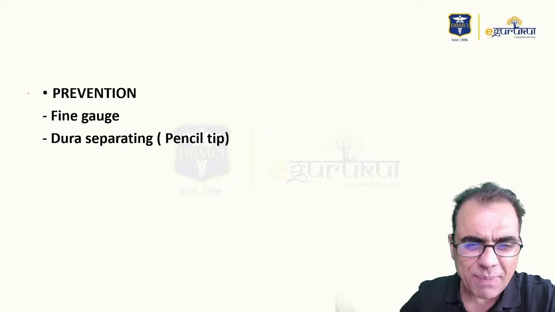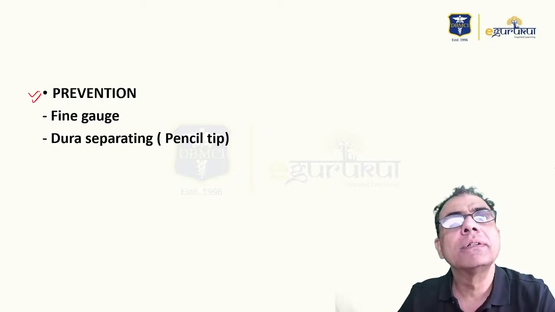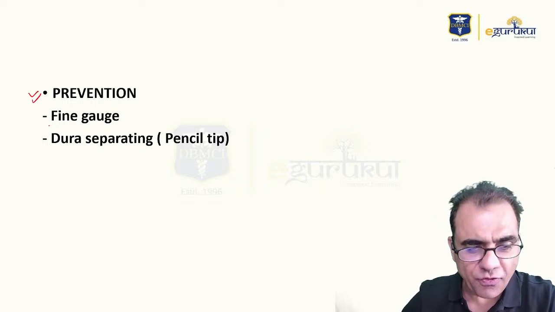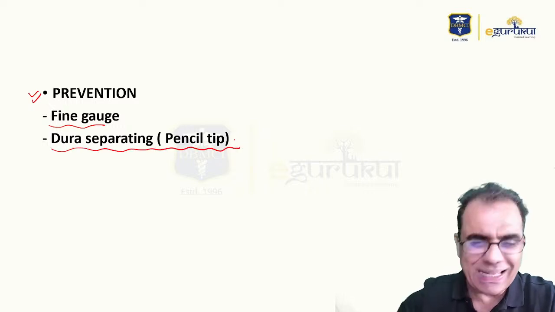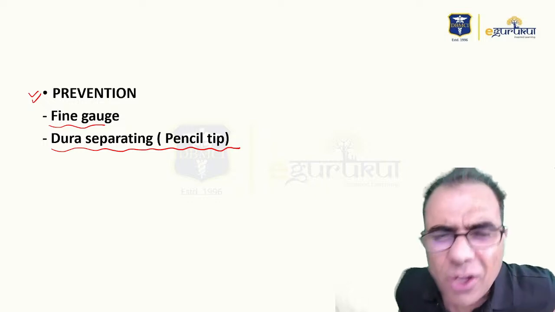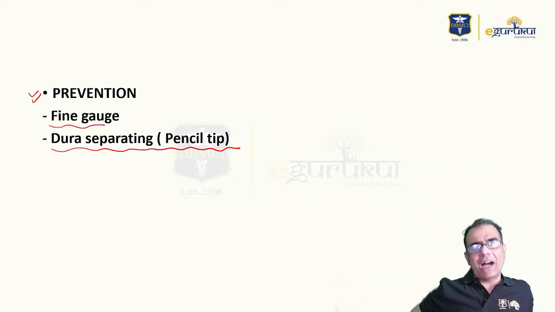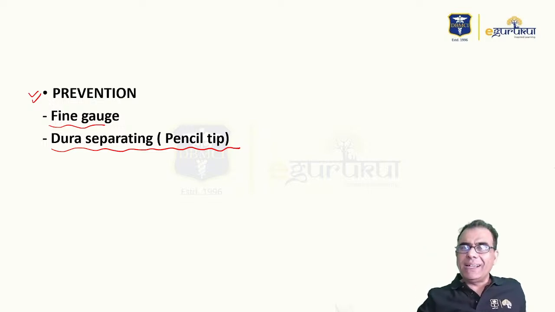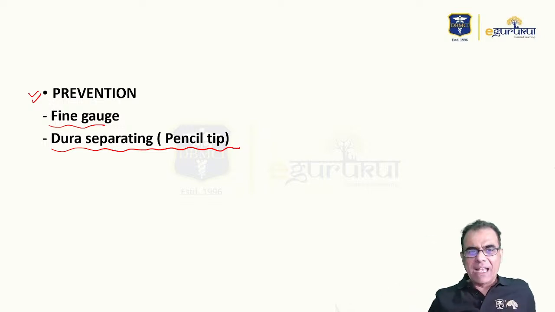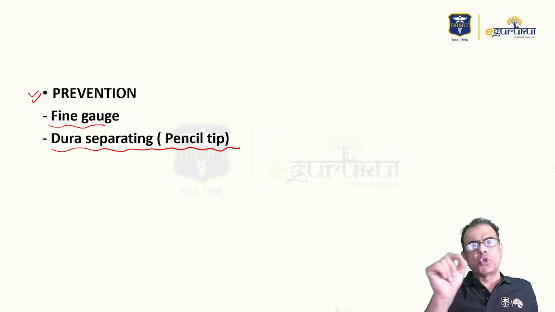And the best method to prevent post-spinal headache is to use fine gauge and special dura separating or pencil tip needles. No need to remember, but just to give you an idea, if you use a 26 gauge pencil point needle, there are two types of needles, no need to go into that much detail. One is dura cutting and one is dura separating.